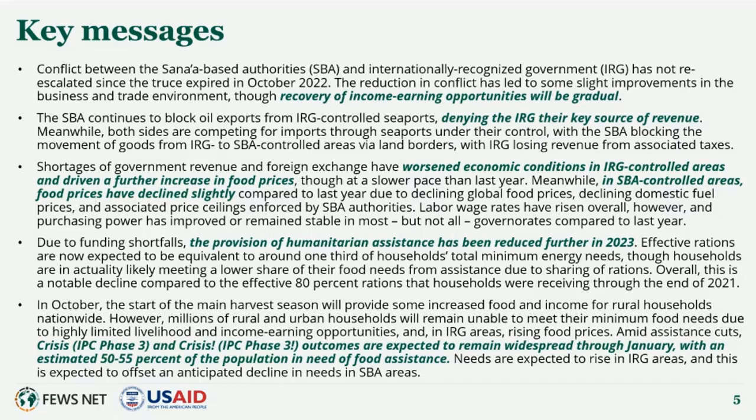These outcomes are expected to remain widespread through January 2024, with an estimated 50 to 55% of the population in need of food assistance. Given expectations for income earning and prices, needs are generally expected to rise in IRG-controlled areas, and this is expected to offset a general anticipated decline in needs in SBA-controlled areas due to expectations for some slight recovery in income earning opportunities.